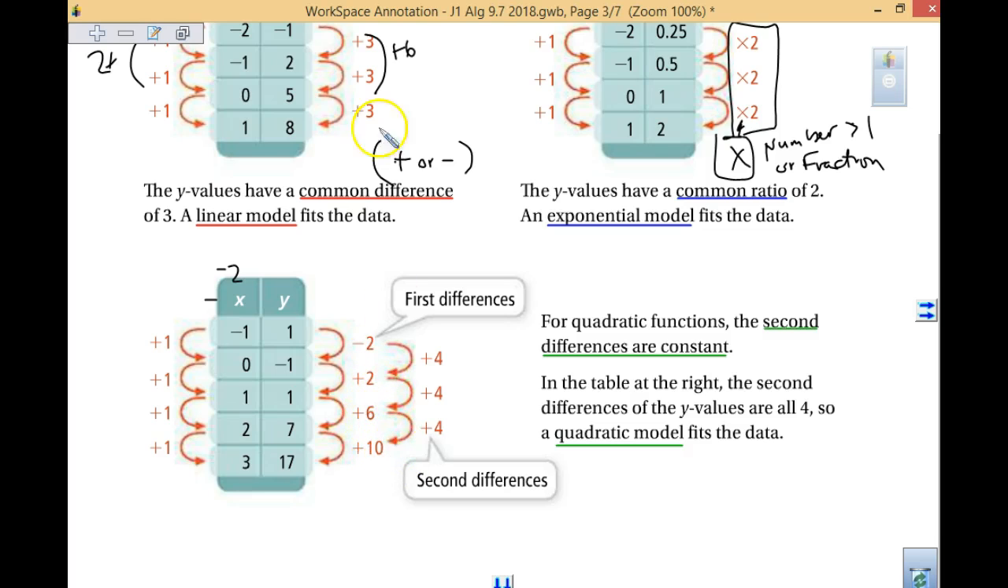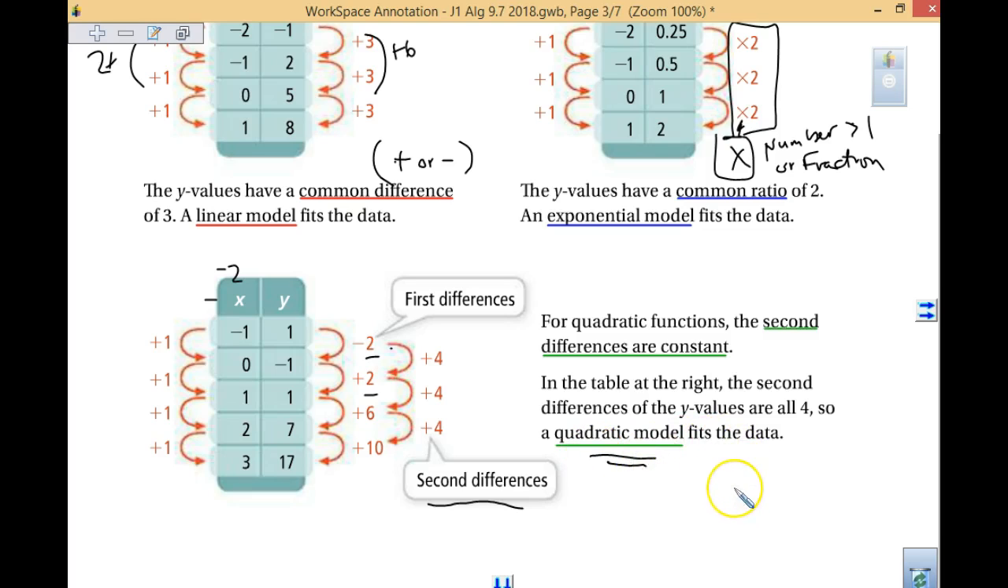If you don't see a common difference and you can't see a ratio that you're multiplying, check the second difference. The second difference means now I'm going to take the -2 to +2. That changes 4. +2 to +6 is 4. +6 to 10 is 4. That is called our second difference. It says for quadratic functions, the second difference will be constant. That means if you notice this pattern, it is going to be a quadratic model.